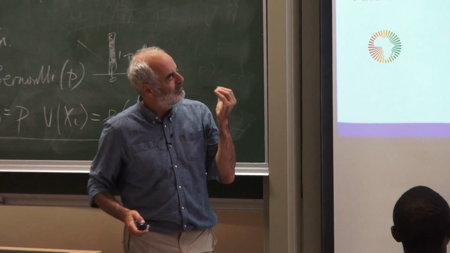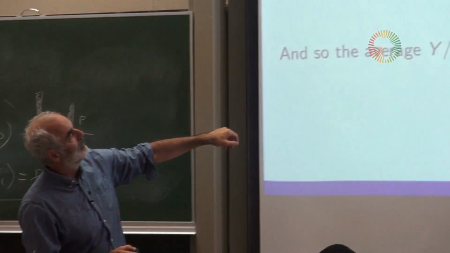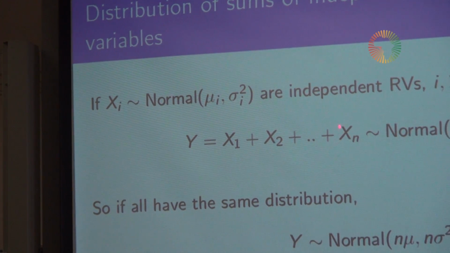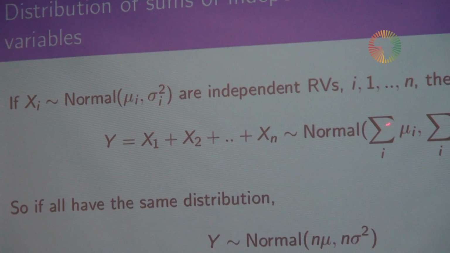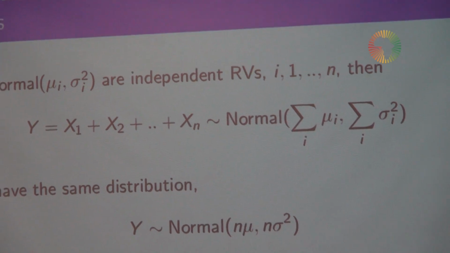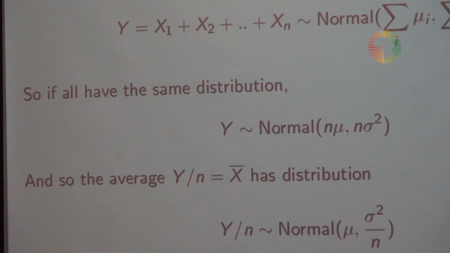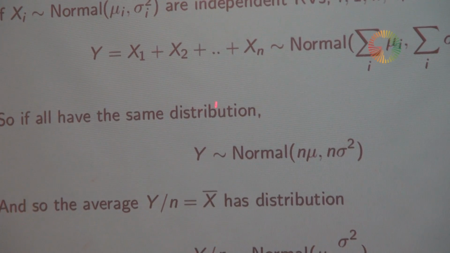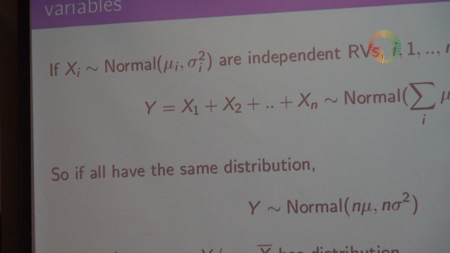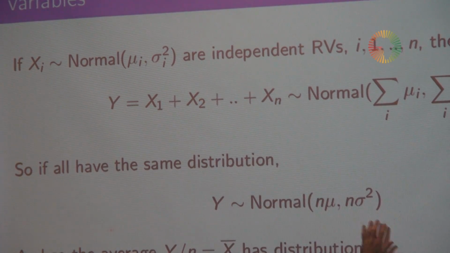Okay, here's a really important thing. This is getting really important for statistics. If we've got normal random variables with mean mu_i and variance sigma_i squared, then the sum of these, if they're independent, is normal with mean the sum of mu_i and variance the sum of sigma_i squared. So this tells us what happens when we add up normal random quantities. So if they've all got the same distribution, in other words, for all i these are exactly the same, then y, the sum, is normally distributed with mean n mu and variance n sigma squared.